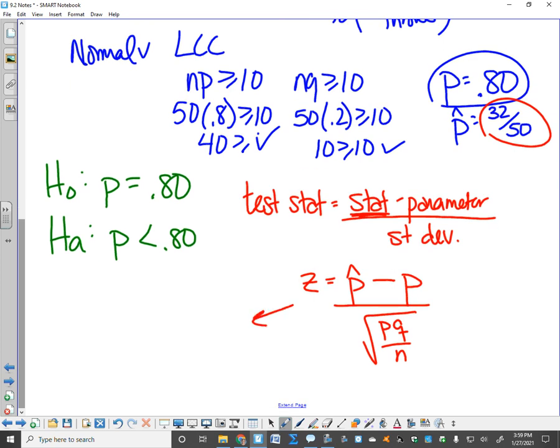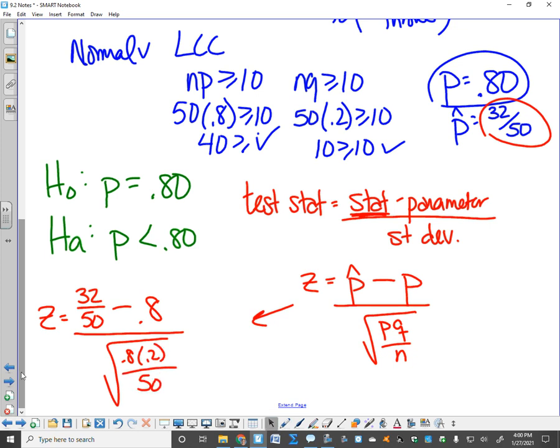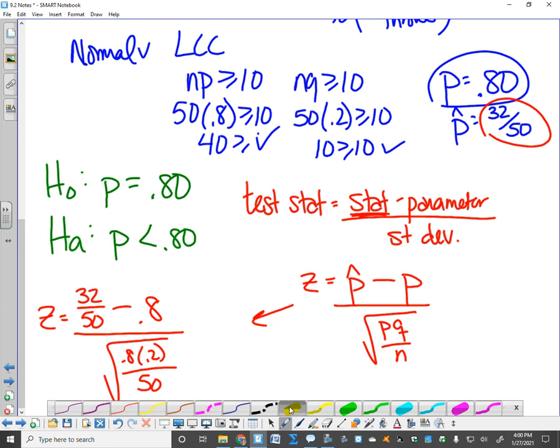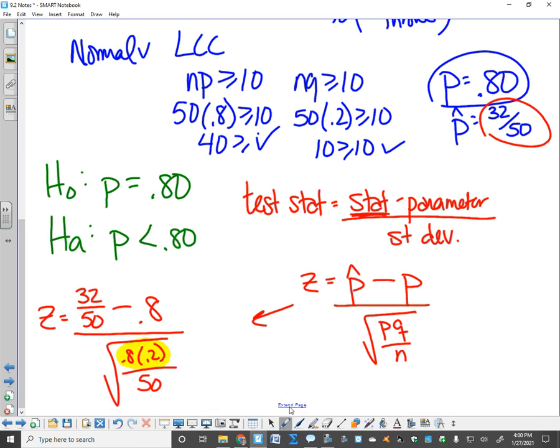All right, so now let me put some numbers in here. Z equals, all right, P hat is 32 over 50 minus my P is 0.8, over the square root of 0.8 times 0.2 over, what was my sample size? 50. Now, guys, I'm going to go ahead and tell you now, y'all learn from those who have fallen before you. Down here, I get a lot of 32 over 50 and then 18 over 50 for your P and your Q. But remember, if you know mothership information, then always use that in your standard deviation.